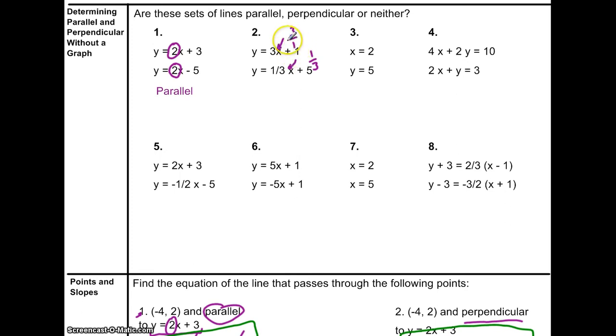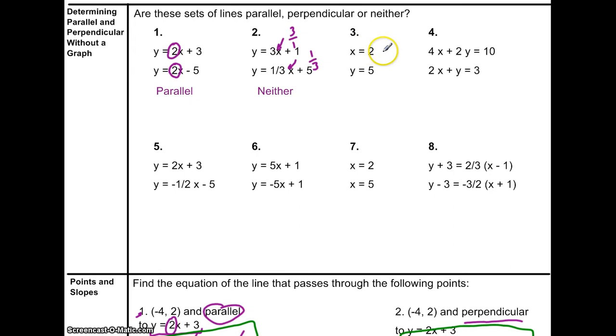Opposite means that one is negative and one is positive. Unfortunately, they're both positive, so they're not going to be perpendicular. If, for example, this one was negative, then yes, they would be perpendicular. But in fact, they're not, and so this is a neither.